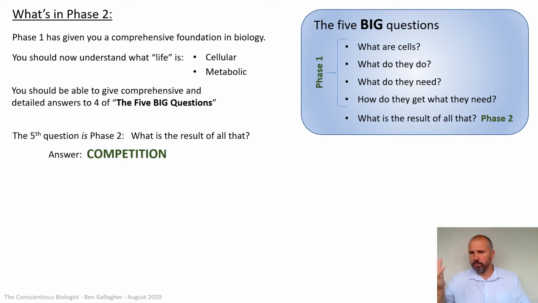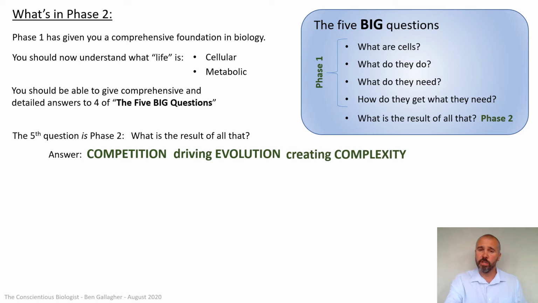And once you get even more complex, then suddenly you need systems of communication between the cells. Suddenly you need a system of transporting stuff around. So competition, that desire to get better and get more of the resources, is what drives evolution, and evolution creates complexity. So really, what happens next once you've got this cellular life and the cellular life can process is that you have competition driving evolution to create complexity.